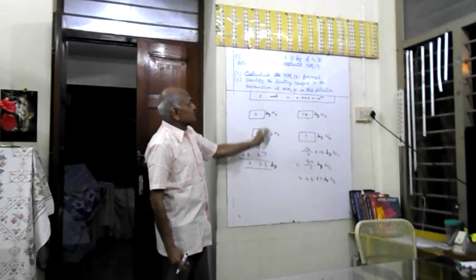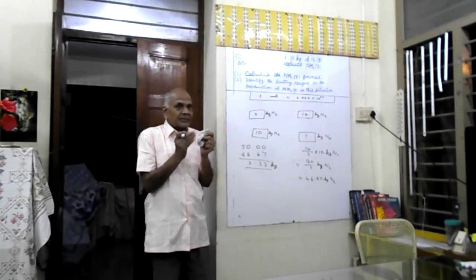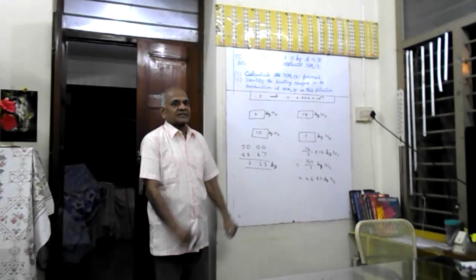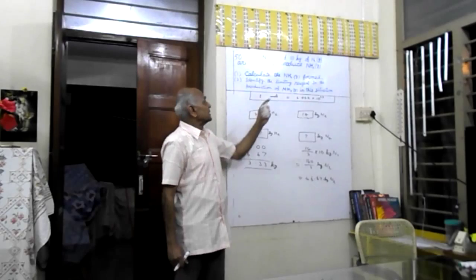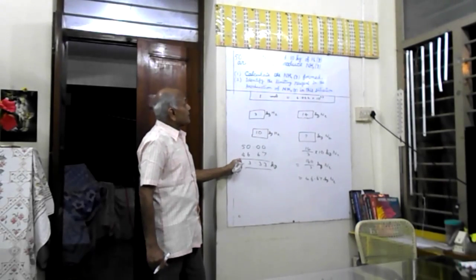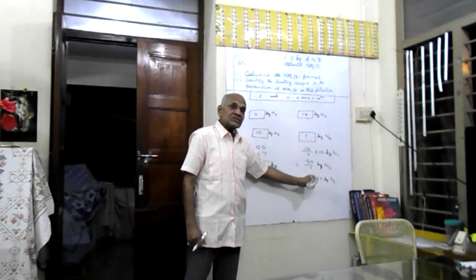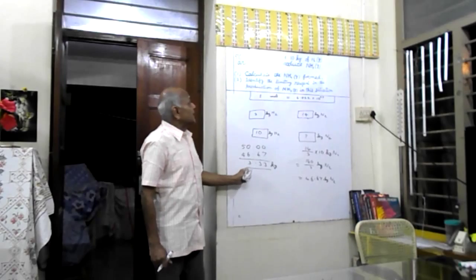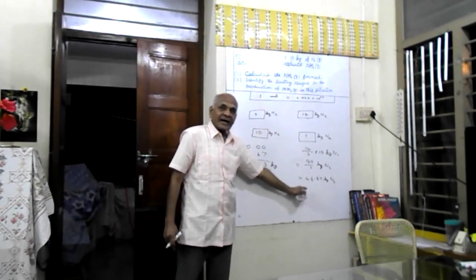Now the second question. Identify the limiting reagent. Which is limiting the production? Which stops production? Which is less will be the limiting reagent. Now here nitrogen is excess. Hydrogen is less. Hydrogen is completely exhausted. Nitrogen is left out. So the limiting reagent is hydrogen.